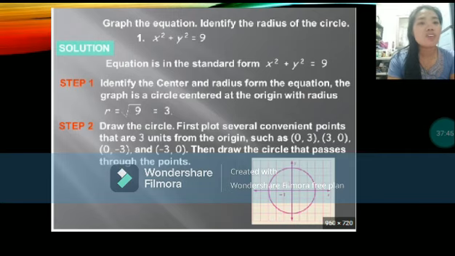First, identify the center and the radius from the equation. The graph of a circle centered at the origin has radius r, which is the square root of 9, which is 3. So to draw the circle, first plot several convenient points that are 3 units from the origin, such as (0, 3), (3, 0), (0, -3), and (-3, 0). Then draw the circle that passes through the points. Okay, very easy.